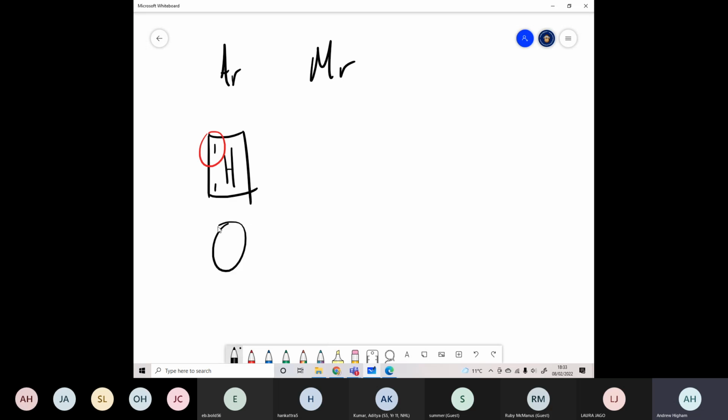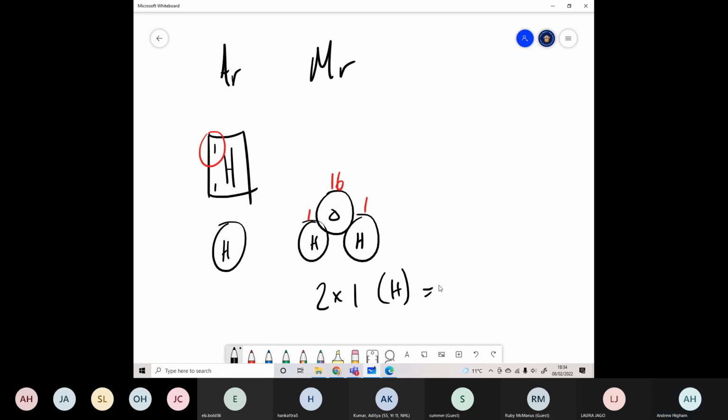The individual atoms would just be a hydrogen atom on its own, but then if we had a water molecule, oxygen is 16 and hydrogen is 1. We've got 2 lots of hydrogen, which equals 2, and then 1 lot of oxygen, which is 16. And we add them together, we get 18. So that would be the Mr, the relative molecular mass, or the mass of the molecule.